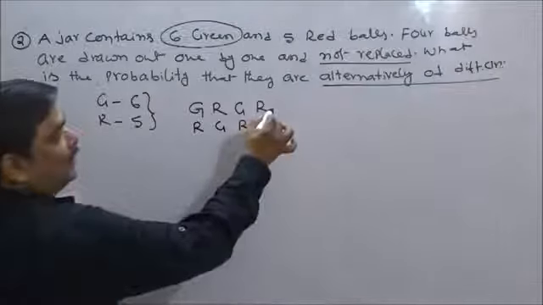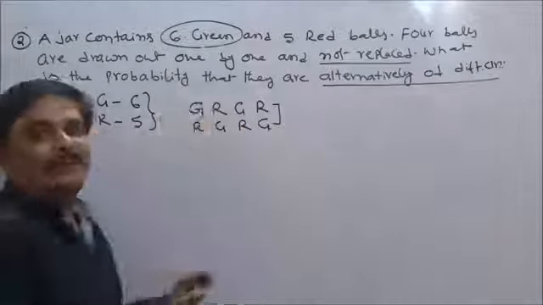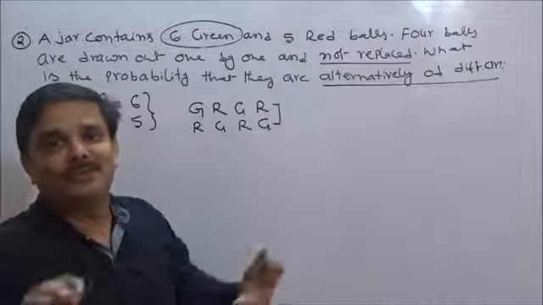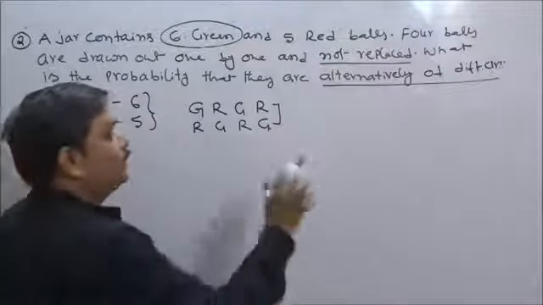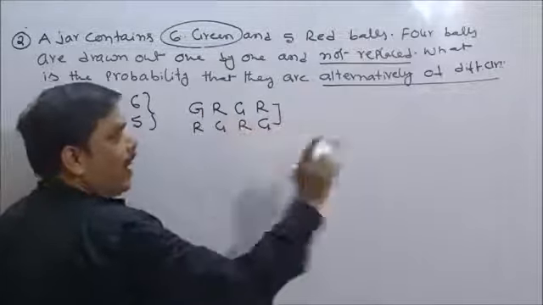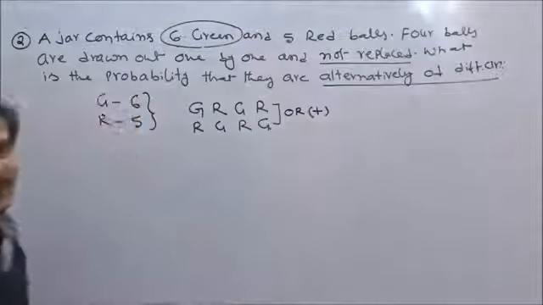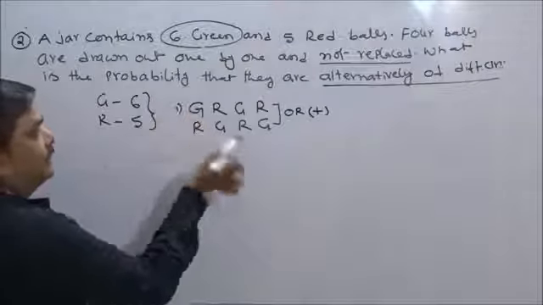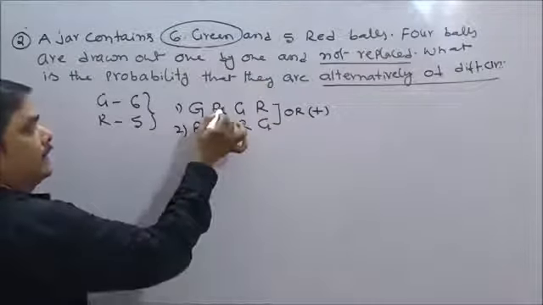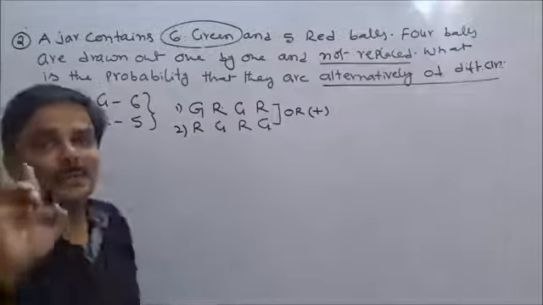What should be the mathematical symbol between these two? Needless to say, you need not think much. Now you are learning good questions. It should be OR condition. OR means it should be plus. That's it. Got it? Right? Either this is the case or this is the case. This or this. For that reason, it should be plus.